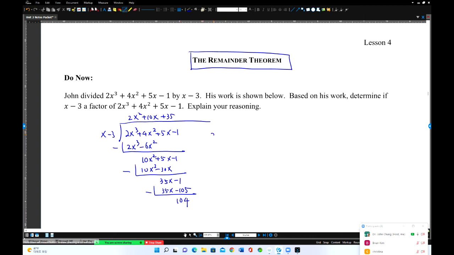So actually this one, I'm going to write this one. This P of x equals how much? 2x cubed plus 4x squared plus 5x minus 1 can be expressed as divided by x minus 3, but the quotient there, 2x squared plus 10x plus 35, and the remainder is 104. We got the remainder, but this is not perfect, right? Product form. Premier, what can you say? Is x minus 3 a factor? No, x minus 3 is not a factor of P of x.